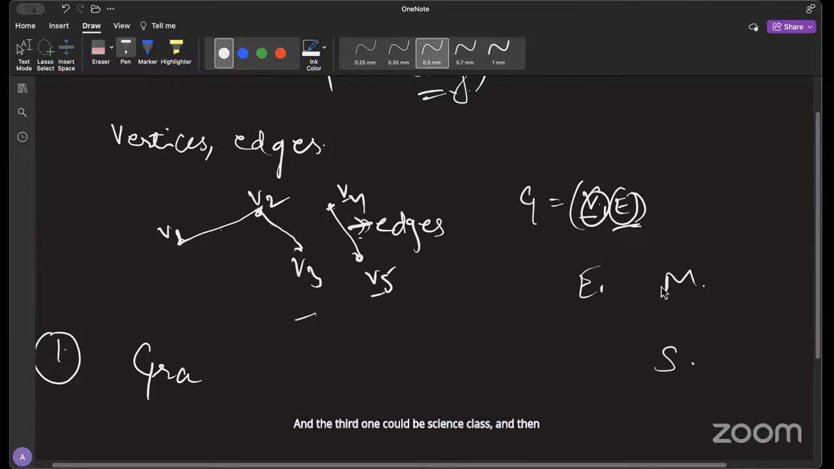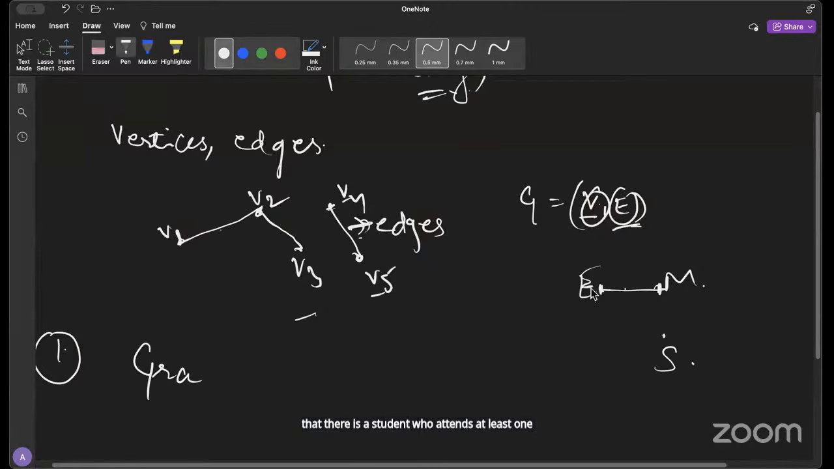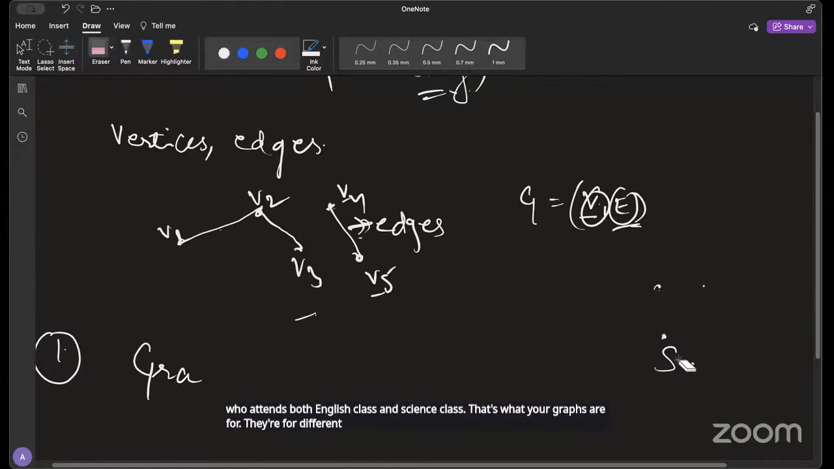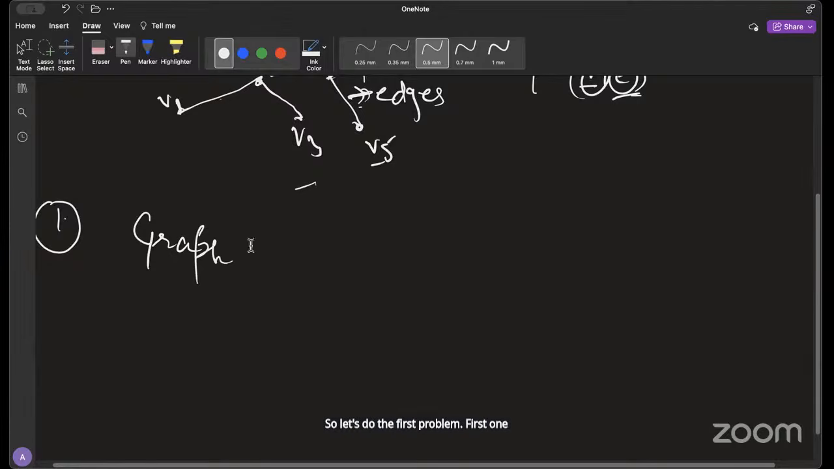And these edges could represent whether there are common students who are taking both these classes. So even if there's one student who is common in these two classes, we can say that our edge between E and M represents that there is at least one student who attends both English class and math class. Same can go with these. And if there's no edge between E and S, that means there is no student who attends both English class and science class. So that's what graphs are for. They're for different situations, and your vertices and edges could mean different things. So let's do the first problem. First one is the graph coloring problem.